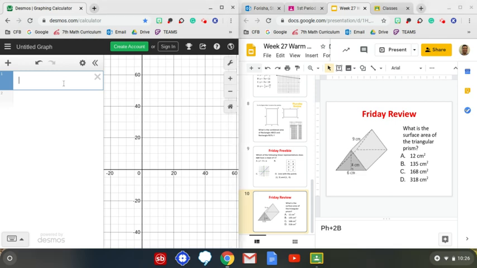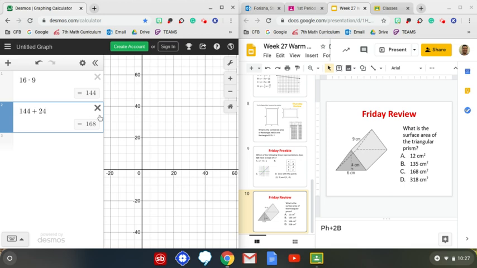So perimeter times height is 16 times 9, 144. And then I need the area of two bases. Well, area of a triangle is half base times height. 6 times 4 is 24. Cut in half is 12. But I have two bases. 12 times 2 is 24. So I'm going to do that 144 plus 24. You probably could have done that in your head. Is 168. So our answer on that one is C.